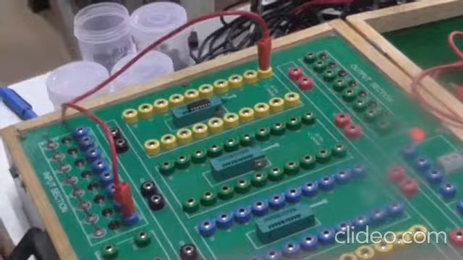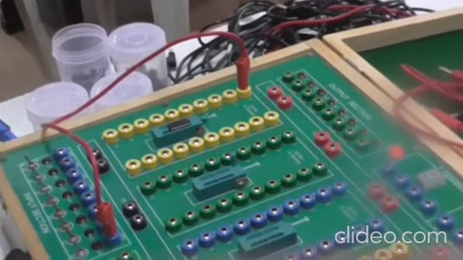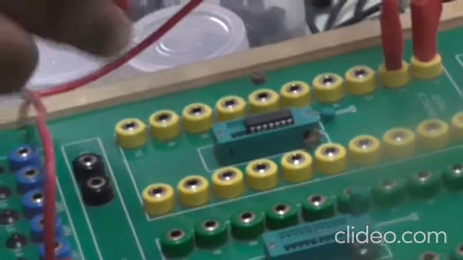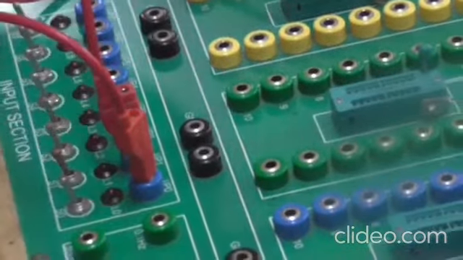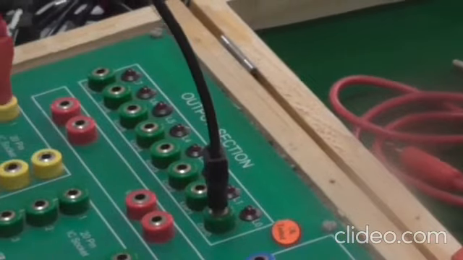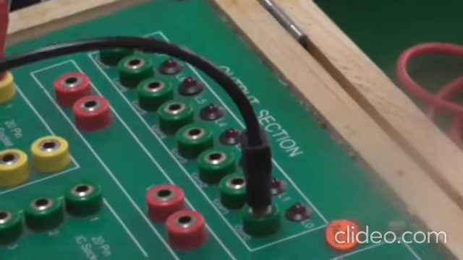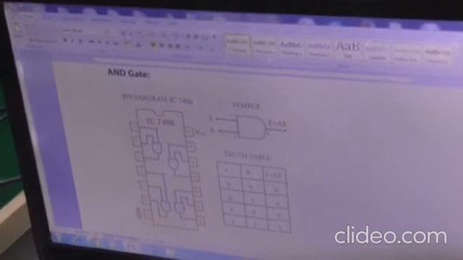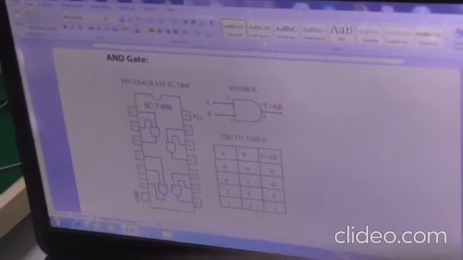Clear? Now the second pin is also for input. We connect it like this. And the third pin is our output pin. That's why we are using this black wire. The third pin is our output pin. Clear? Now, as per our diagram, one AND gate is completed. The functionality of one AND gate is completed. It is not required to do all the AND gate connections.